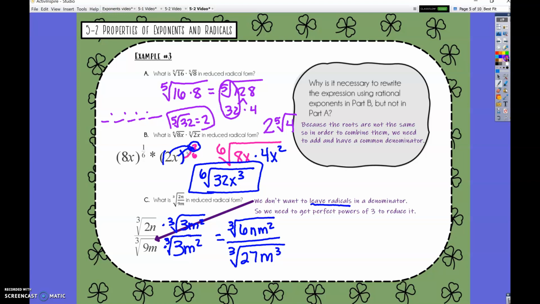This is great because I have 3 of these m's, the power and the root. I know 3 times 3 times 3 makes 27, so my third root of 27 is 3. M to the 3 over 3 is just m, and my numerator stays as is. These cannot reduce anymore. So to get your denominator to not have a radical, you want to try to find perfect cubes or perfect n roots in this case to make it become just a number without a radical.